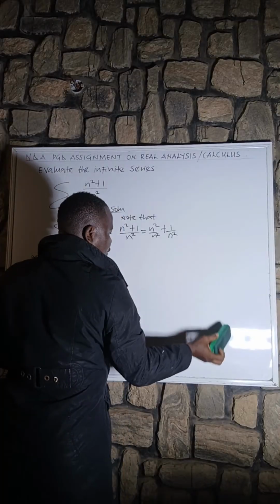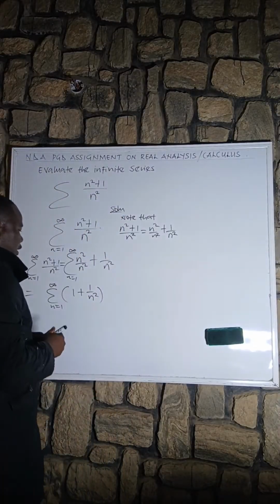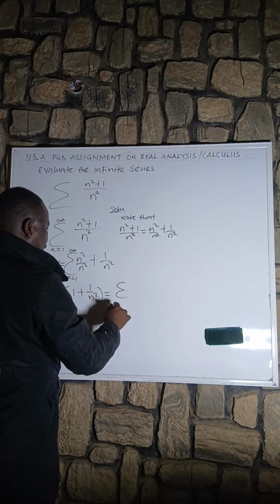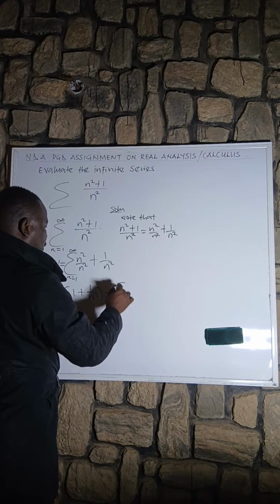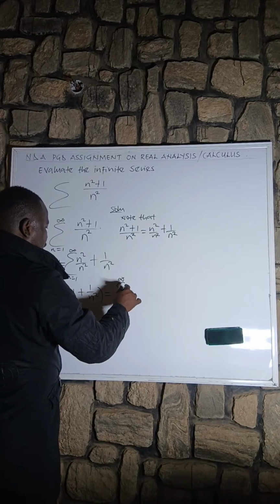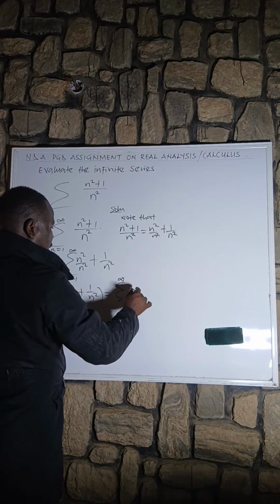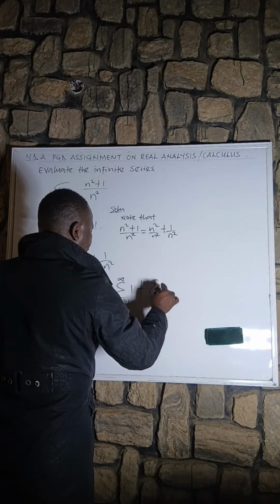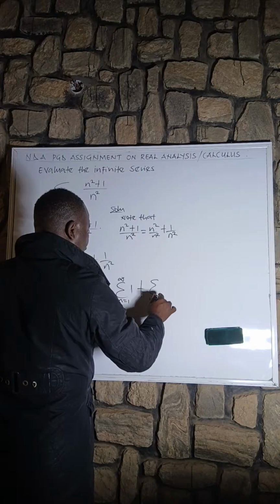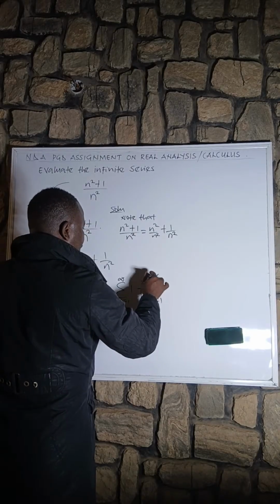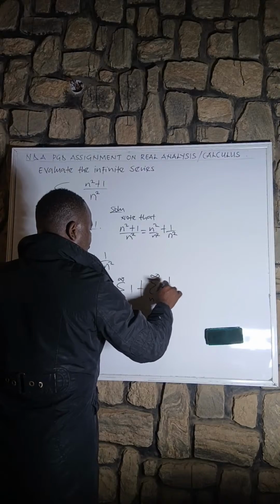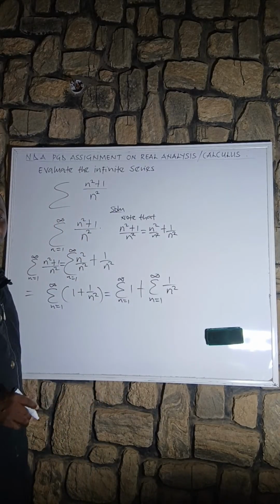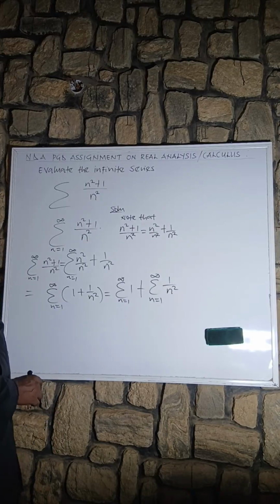So if we turn it this way, although this is not necessary here, it implies that this is equal to summation n from 1 to infinity of 1, plus summation n from 1 to infinity of 1 all over n squared. True or false?